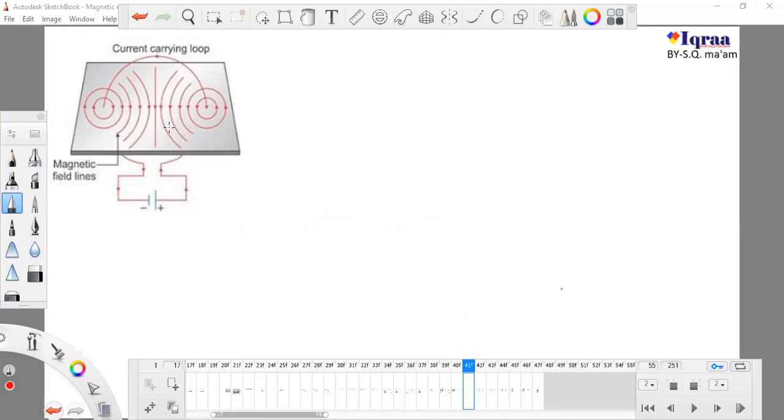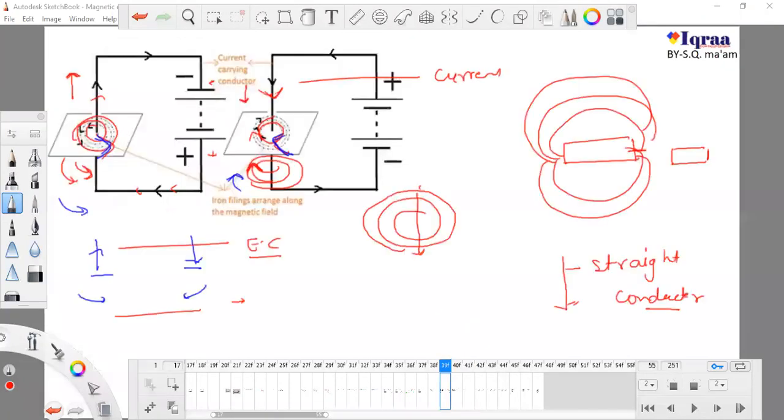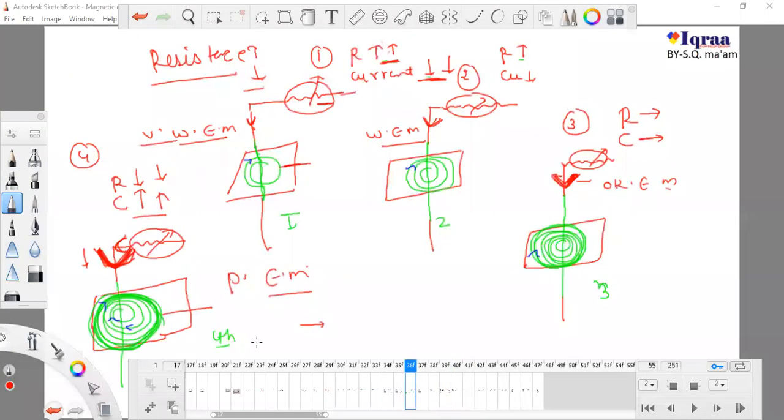Okay. So what is this? Now this is nothing new. Don't be afraid of this. Forget the fourth case. In the fourth case, I reduced the resistance to a great extent. That's why the current is increased to a great extent. You can see how the current is increased.